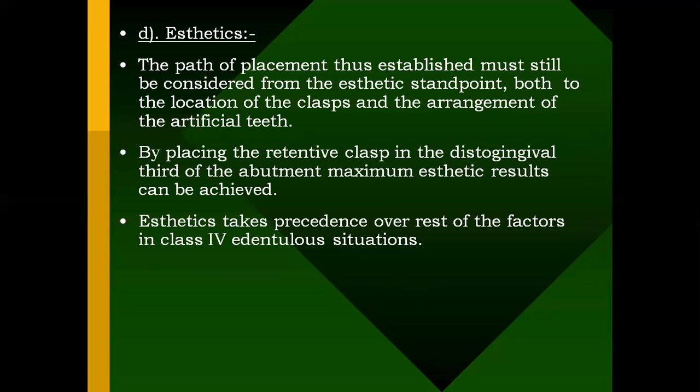Aesthetics is one of the factors during the selection of the path of insertion. The path of placement established after considering the previous factors must still be considered from the aesthetic standpoint, both as to the location of the clasp and the arrangement of artificial teeth. By placing the retentive clasp in the distogingival third of the abutment, maximum aesthetic results can be achieved. Aesthetics takes precedence over the rest of the factors in Class IV edentulous situations.